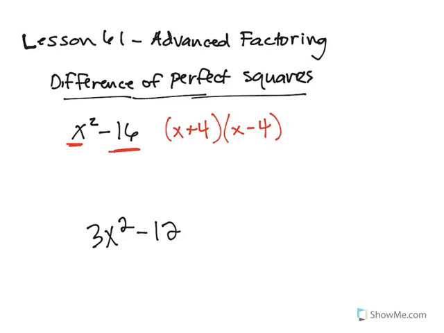Okay, this next one, I can't quite do anything yet, but we've got to look for a GCF. There is, so we should be able to take out a 3 first, right? So I've got this. Now I'm left with a binomial. Is that a difference of perfect squares? Yes. So that separates into x plus 2 and x minus 2.